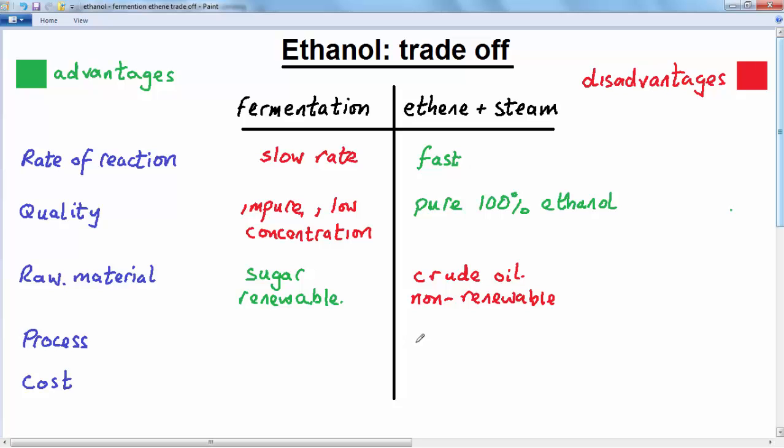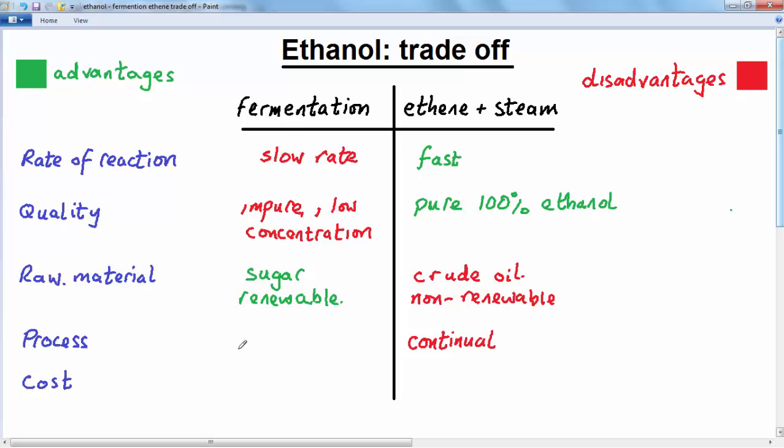Now, from the point of view of the process involved, we have a continuous process. The plant is constantly in operation, it's not turned off at all, and that process is running at high pressure and at high temperatures, so that means quite high costs to keep the operation running. So we put continuous in red because it's a disadvantage from the point of view of running costs.